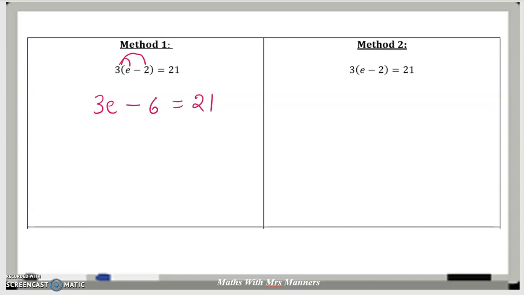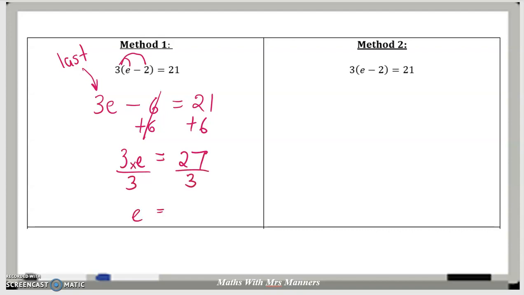And then this looks like a 2-step equation. So I will always move whatever's attached to the pronumeral, that has to go last. So I'm going to add 6 to both sides. Minus 6 plus 6 gives me 0, so I'll get 3e equals 27, and then I will divide by 3 because I'm doing the opposite of multiplying by 3, and that gives me e equals 9.